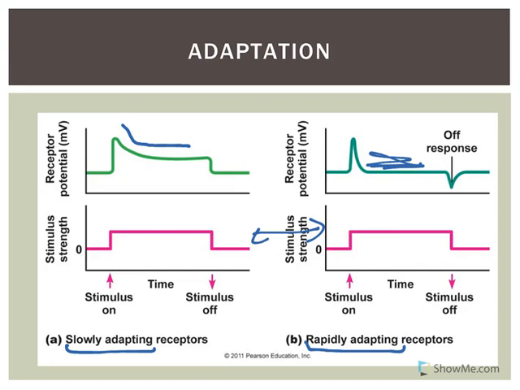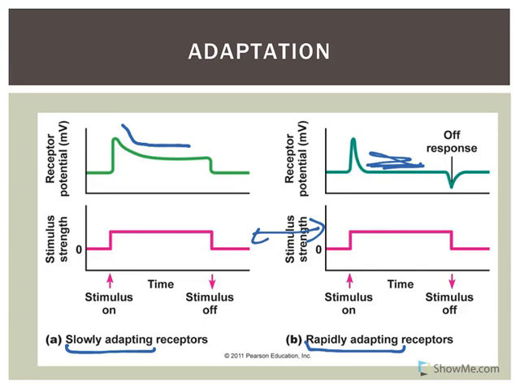Temperature receptors do too. Slowly adapting receptors include things like pain receptors. You don't want them to adapt. You want to always be aware that something is potentially harming you.